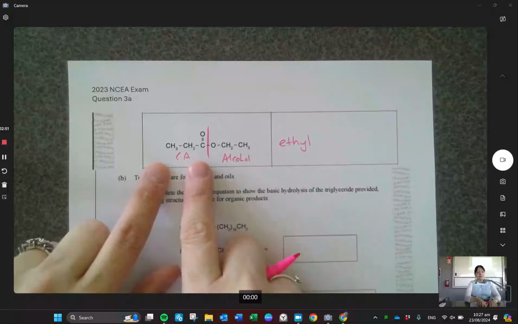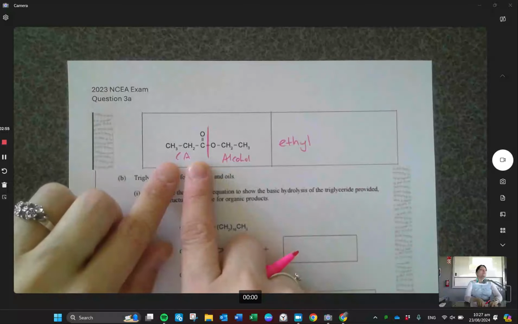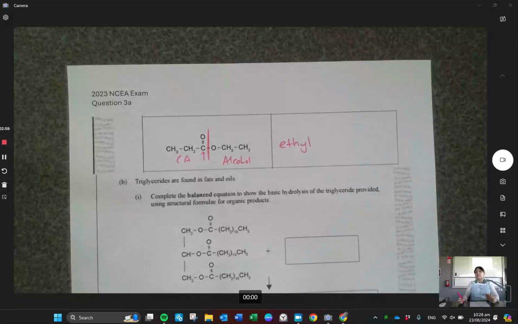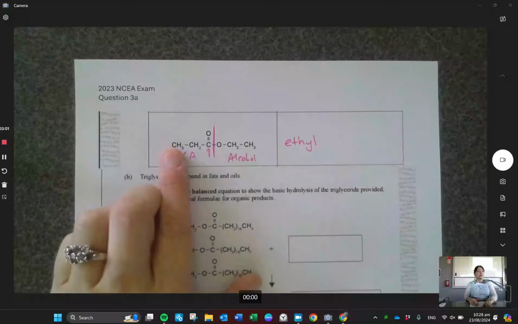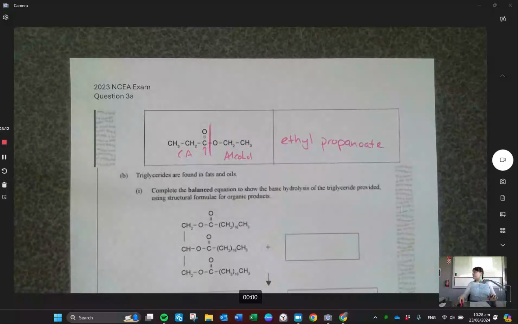And then I look at this carboxylic acid, and that's going to be the oic ending. Be really, really careful. A lot of people forget to count that carbon for some reason because they just miss it. So it's 1, 2, 3 carbons there. So that would be ethyl propanoate. Are we okay with that?